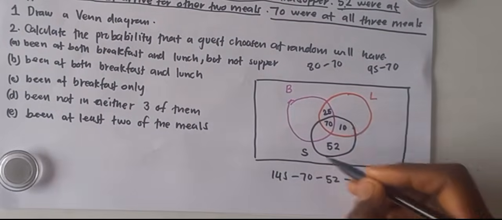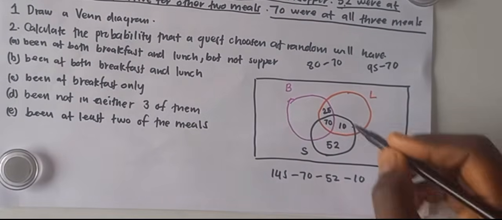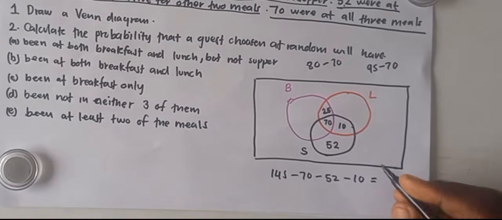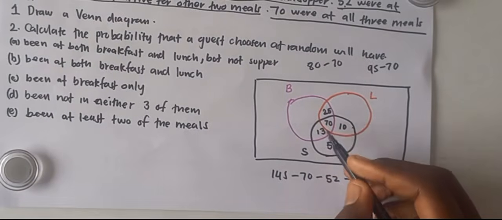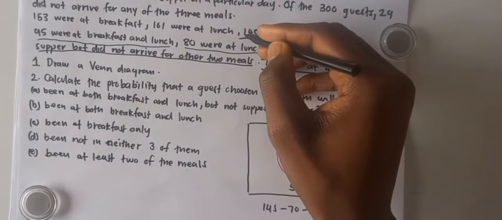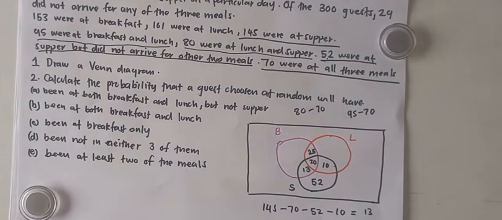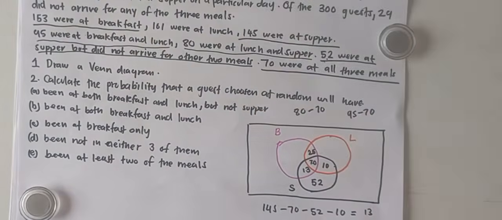In total, it is 145. So to find the total number here, you just have to subtract all these numbers that are here. If we subtract all these, we're going to get 13. So here we're going to fill in 13. When we add this 13, 70, 10, and 52, we get 145 people who were at supper, all of them. So this black circle is for supper.